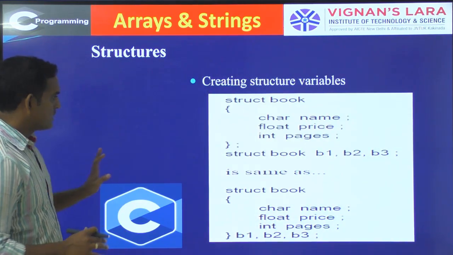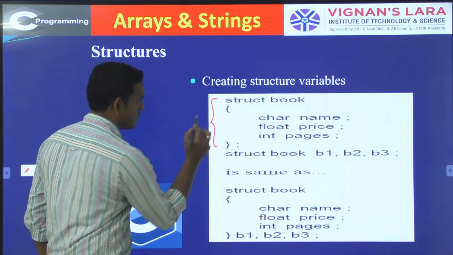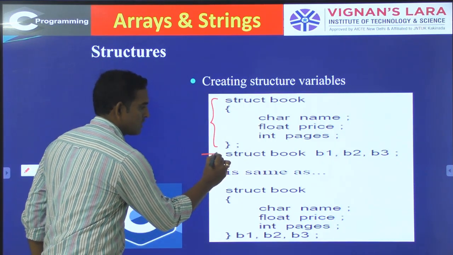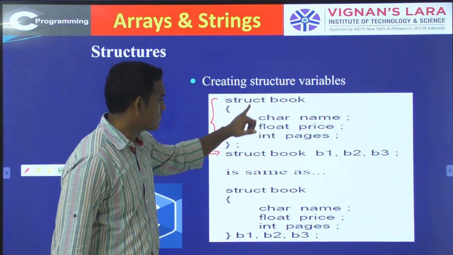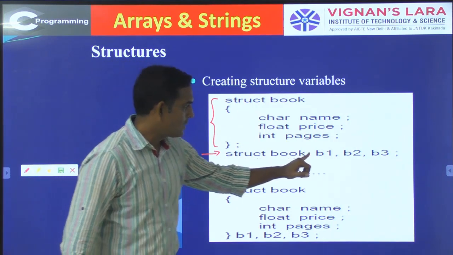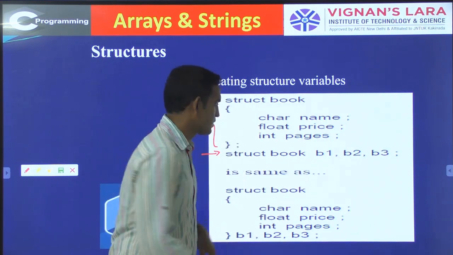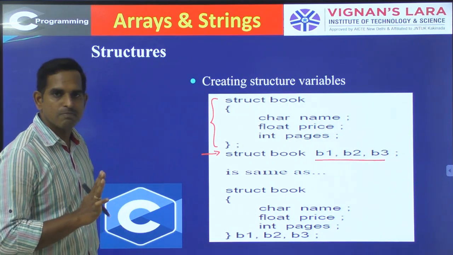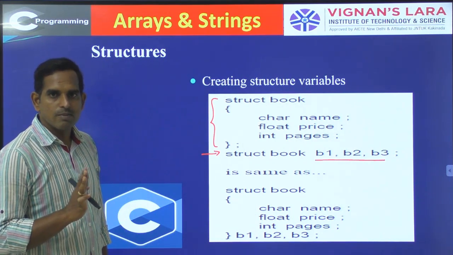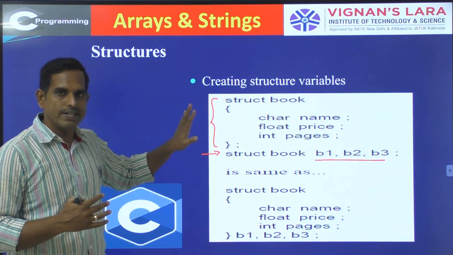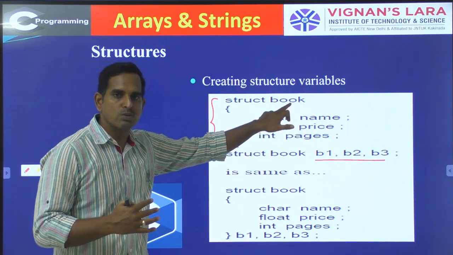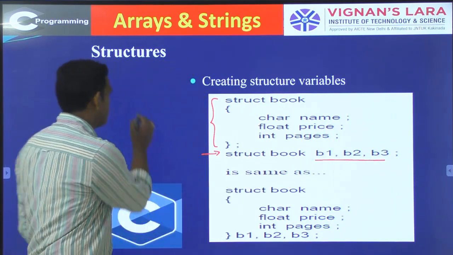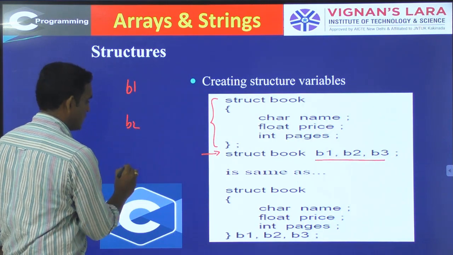So once after declaring your structure like this, where you are creating the structure, then you have to create the structure variables. Structure variables will be created by using struct book b1, b2, b3, where b1, b2, b3 are three structure variables. So this is like creating a new data type. The data type is the book data type here.